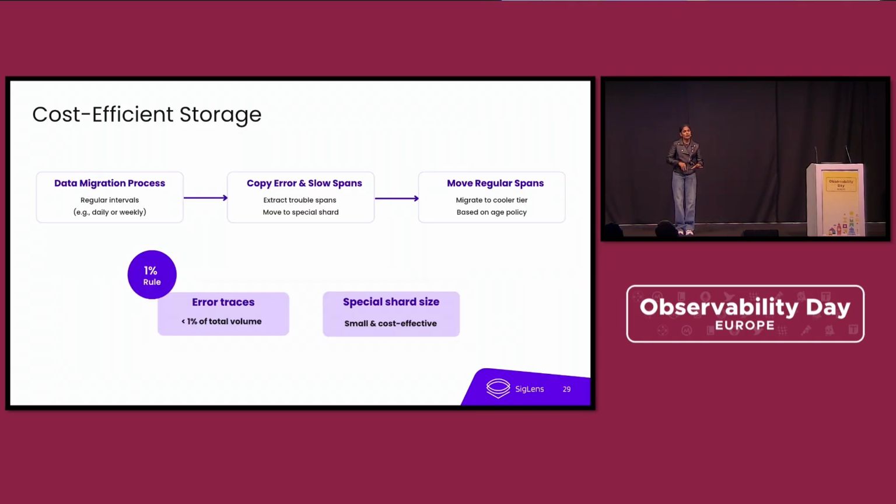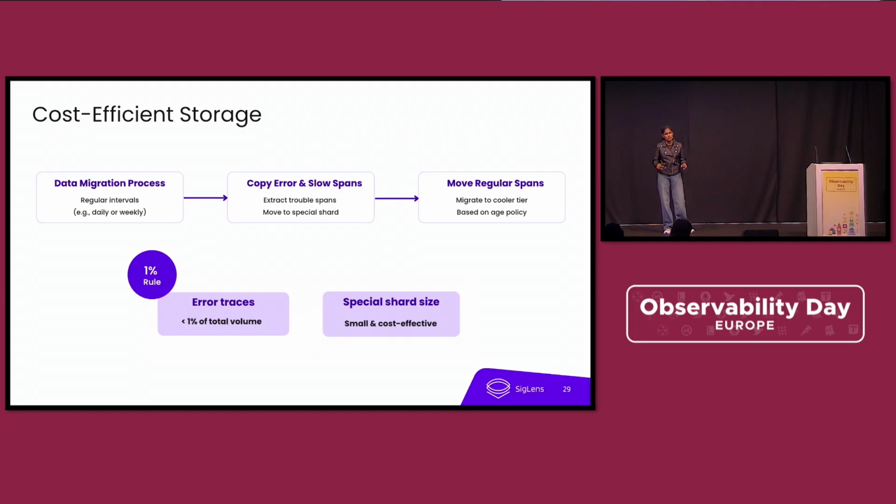Now, you can have automated data migration at regular intervals. So you go through the data as the data ages, and then you find and extract the error and the slow spans, and then copy them to the special shards for easy access, and then move the regular data to the architecture based on the age.